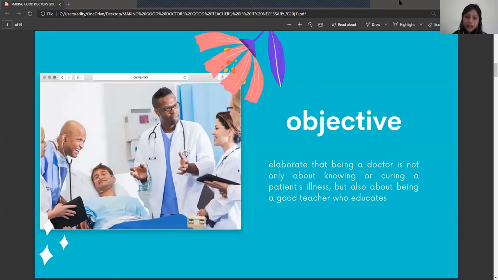The objective of this literature review is to elaborate that being a doctor is not only about knowing or curing a patient's illness, but also about being a good teacher who educates on how to recover from a disease, avoid certain diseases, and keep the body healthy, and also a good communicator. A doctor's profession requires the ability to communicate well in order to give information to the patient and be understood by them, regardless of the patient's background.